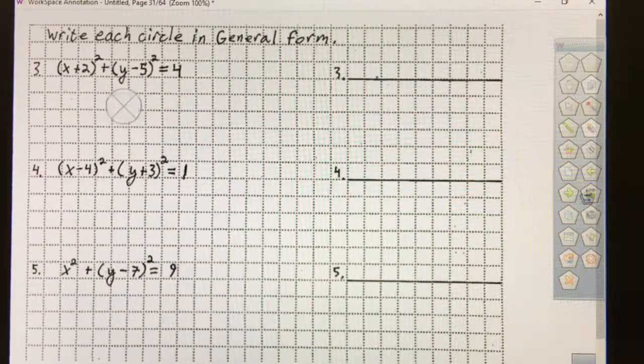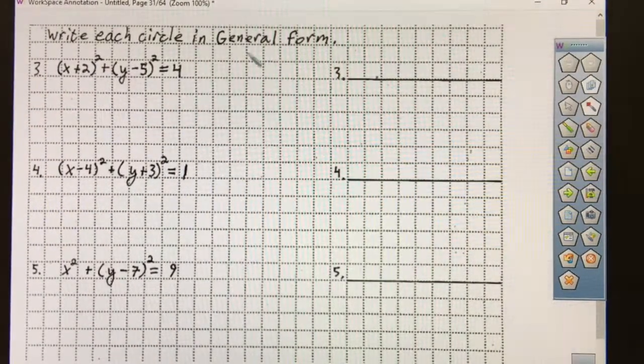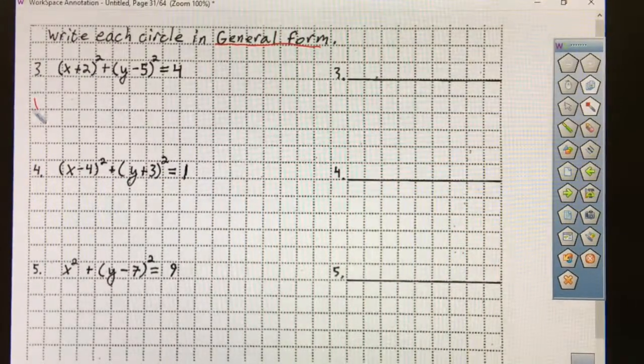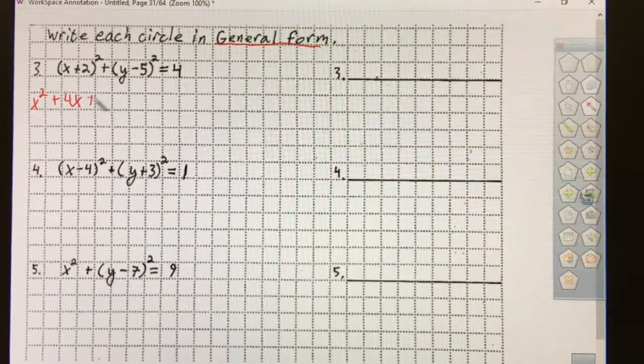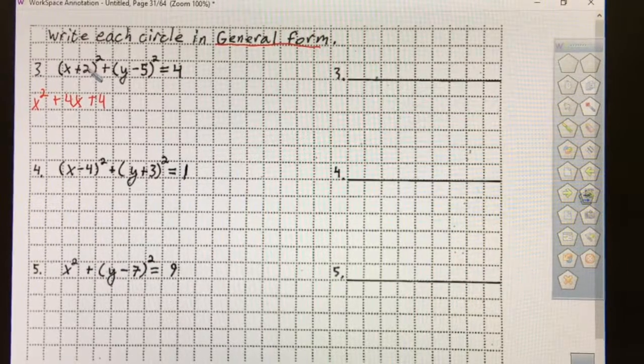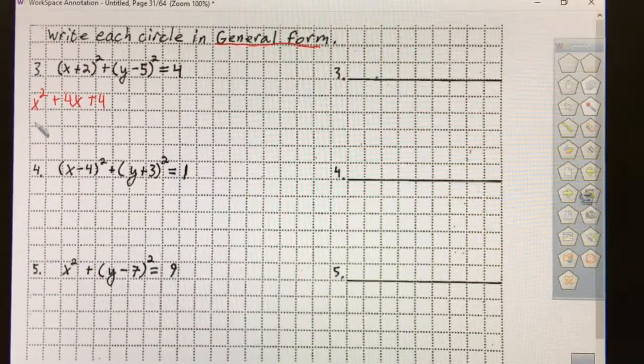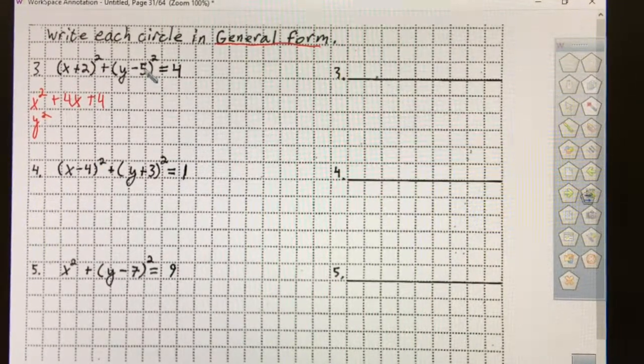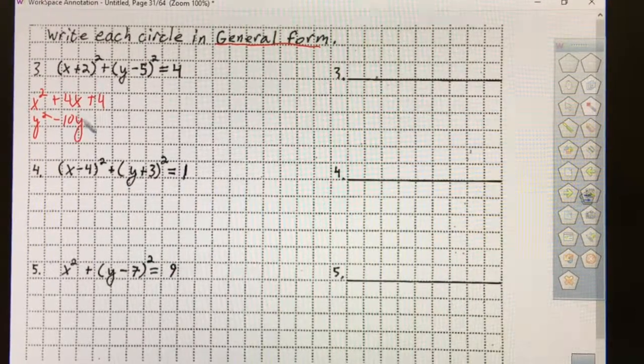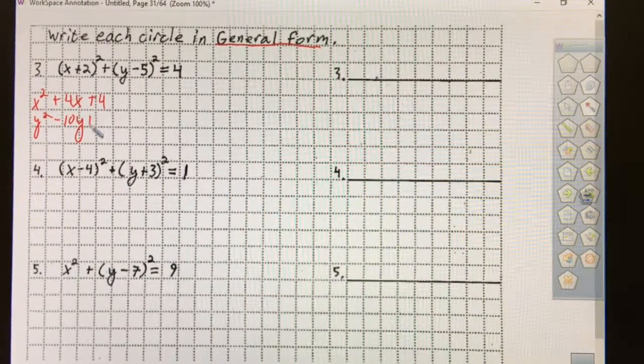What I want to do here is write this center radius form into general form. So I'm going to FOIL this out. That would give me x squared plus 4x plus 4. You double that to give me the 4x, and then you square that to give me the 4. I'm going to FOIL this out. That would give me y squared minus 10y. I double that, minus 10y. And then I square that. Negative 5 times negative 5 is positive 25.